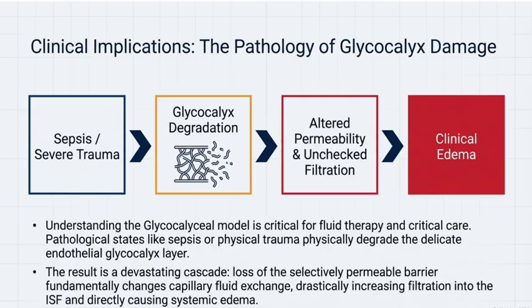This has massive clinical implications, like in conditions such as sepsis, severe trauma, burns, ischemia, and reperfusion injury. Here the glycocalyx gets degraded. Once the protective layer is damaged, capillary permeability increases. Protein leaks into the interstitium. The oncotic gradient collapses. Filtration becomes uncontrolled, which results in massive interstitial edema. This is the pathophysiology of third spacing.